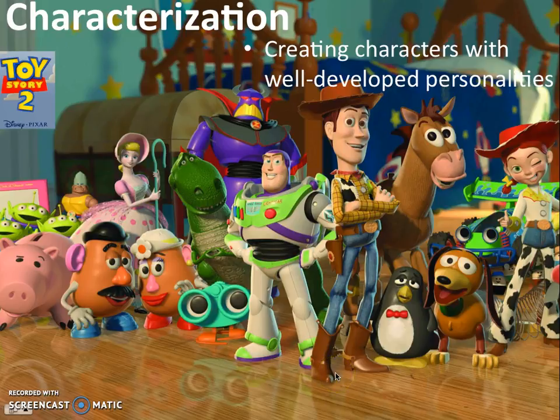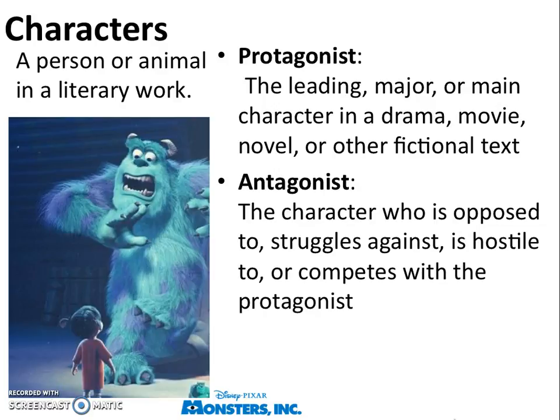In a story with characterization, the characters that stand out, that are dominant, that are more noticeable characters within the story are going to be the well-developed personalities. These are our main characters in the story. Of the main characters, we actually have two types. The characters in a story are persons, animals, in a literary work. This can be in a play, it can be in a drama or a story.